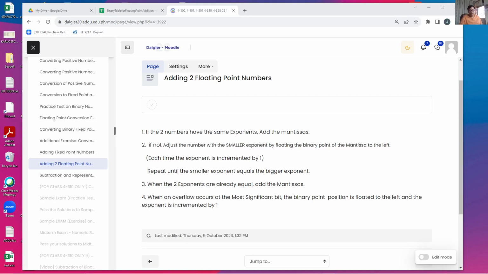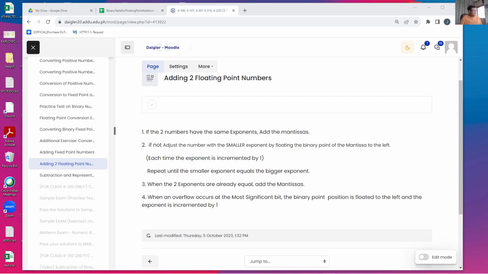In the last video, I've shown you an example of how to add two floating point numbers if they have the same exponent. And we have seen that adding two floating point numbers is not much different from adding two fixed point numbers, especially if they have the same exponent, because we just simply add the mantissa. In this video, I'm going to show an example on how to add two floating point numbers if they have different exponents. Remember, this is our process before, no?